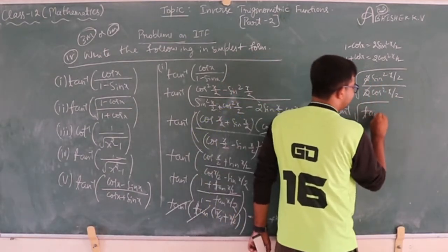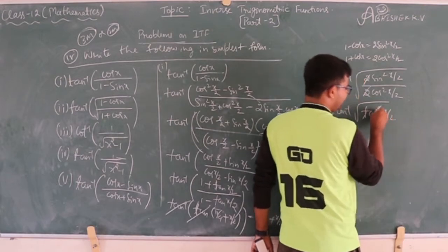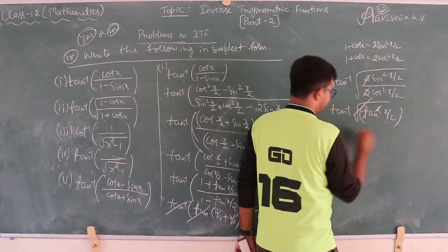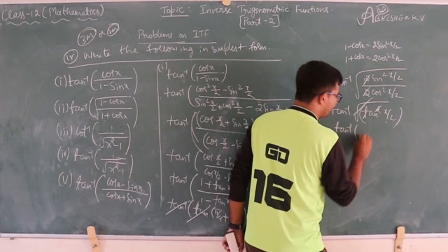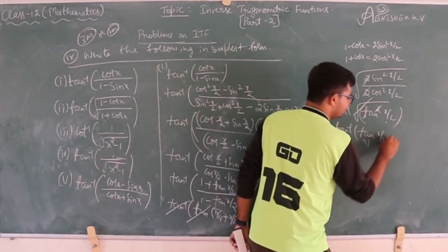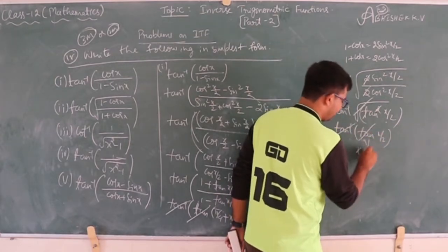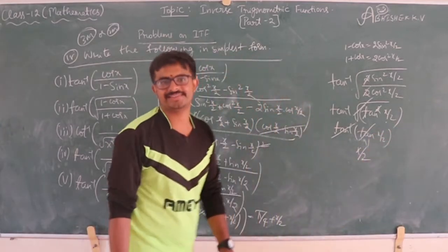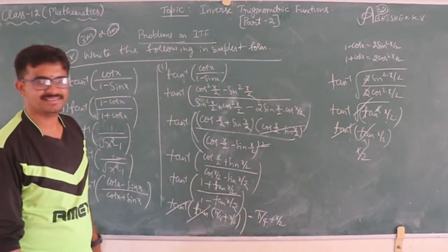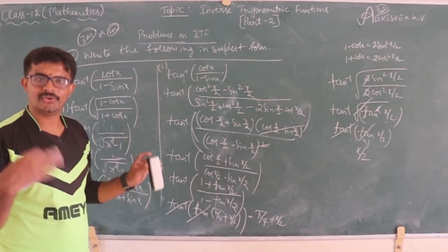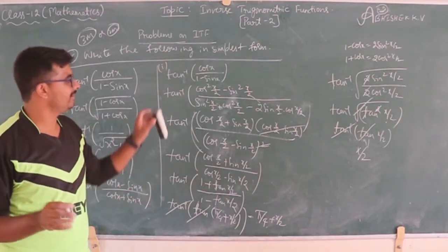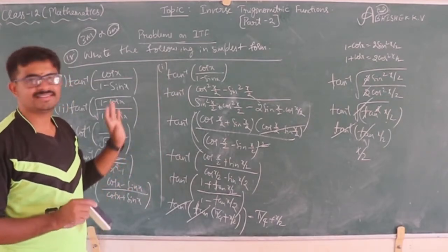It is tan square x by 2. The root gets cancelled. Tan inverse of tan x by 2. Tan gets cancelled, remaining with x by 2. Very easy. I hope you are all okay. This is how you are going. If you know the formulas, then you can easily play this game.